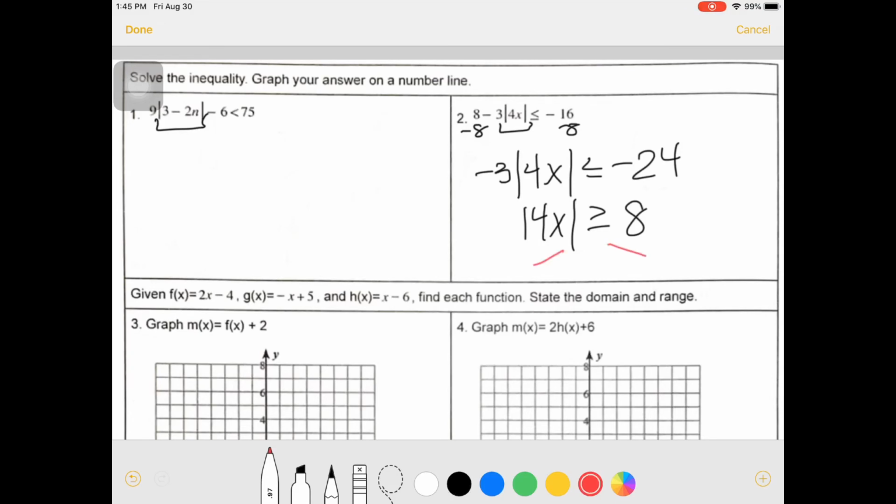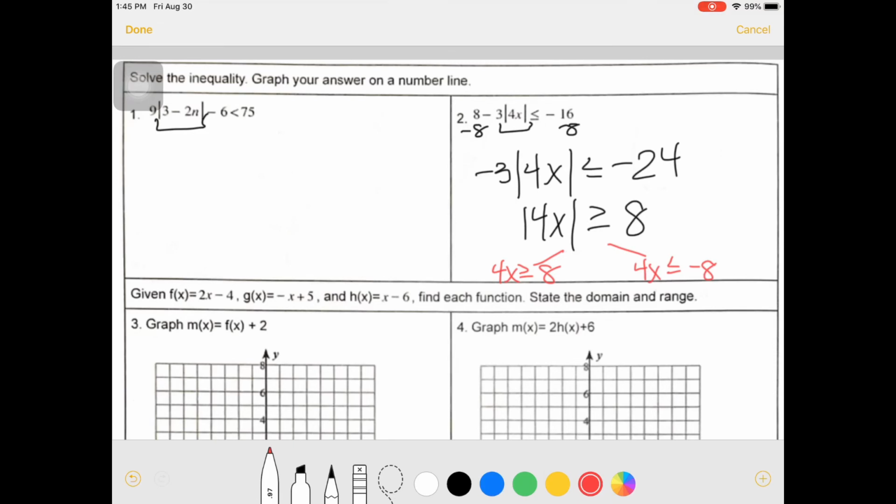With absolute value, you always split it. One time when you split it, you do nothing but drop the absolute value bars. The other time when you split it, you flip the inequality, and you change the sign on the other side. So those rules always stay the same.